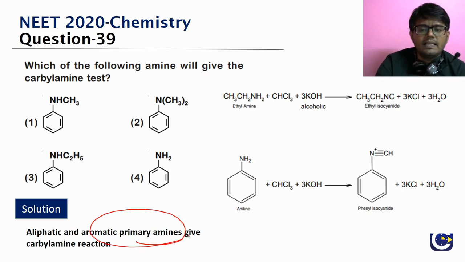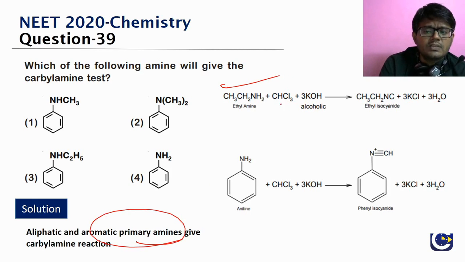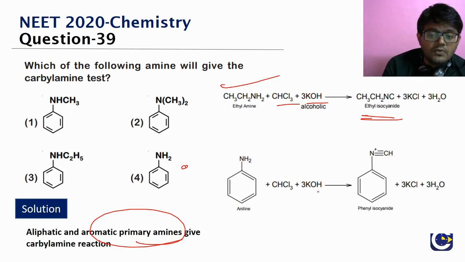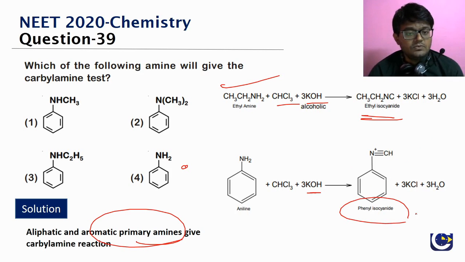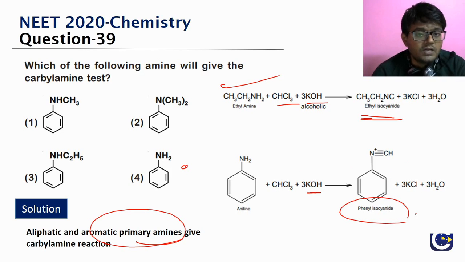If you look at the examples, we have ethylamine, which is treated with chloroform in the presence of alcoholic KOH. We will be getting ethyl isocyanide. Similarly, if you have aniline, in fact in this question option 4 is aniline, chloroform with alcoholic KOH. We are going to get phenyl isocyanide. So the carbylamine test will be given by either aliphatic or aromatic primary amines.